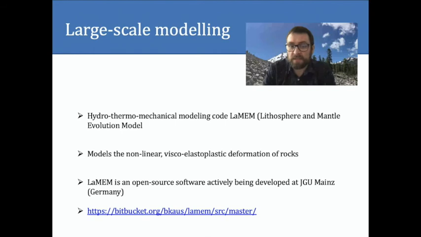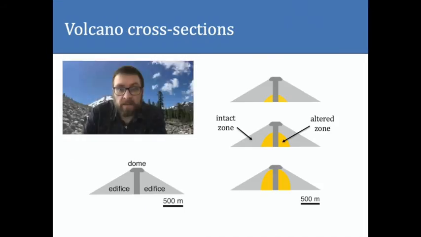To test this hypothesis, we'll use Hydrothermal Mechanical Modeling Code LMM, an open source software which models the nonlinear visco-elastoplastic deformation of rocks. To perform the modeling, we need volcano cross-sections and also to decide on rock physical property input parameters for the model. Here are the volcano cross-sections. As you can see, they're very simple. We decided to model 4 scenarios: an intact scenario in which there is no alteration zone, and 3 scenarios in which the alteration zone, shown in yellow, is progressively larger.